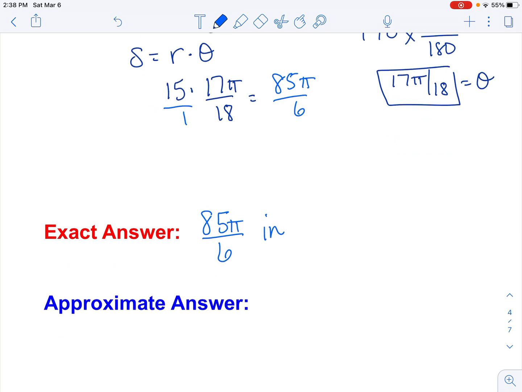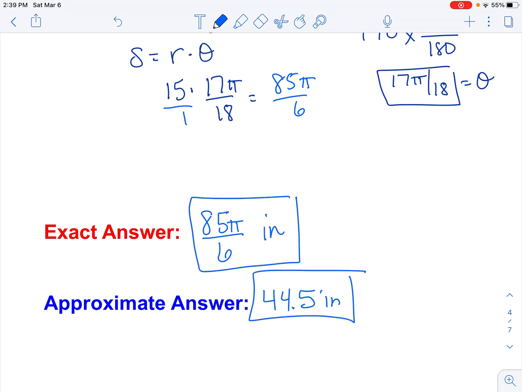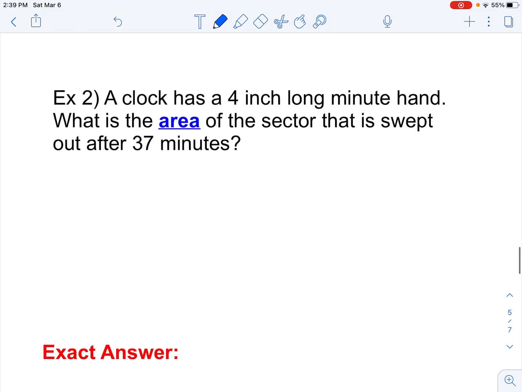If we plug that into our calculator and actually multiply by pi using the pi button, we would get approximately 44.5 inches. So your homework tonight, or over the next couple days, is going to ask you for an exact answer, which would be the 85 pi over 6, as well as an approximate answer, which in this case would be 44.5 inches.